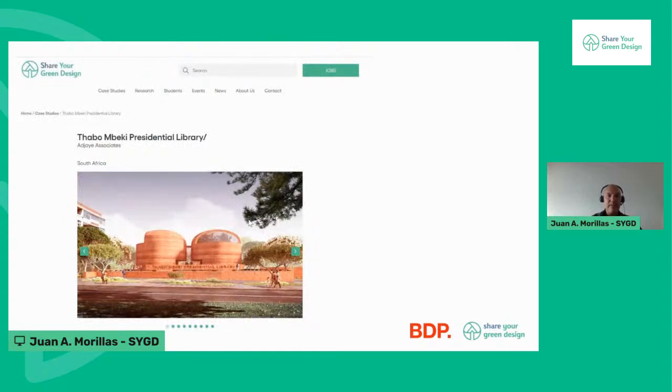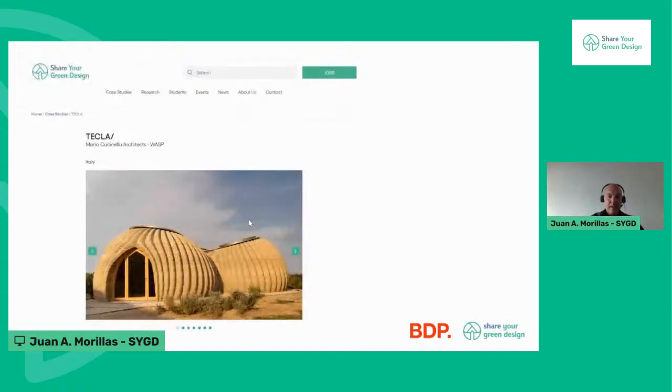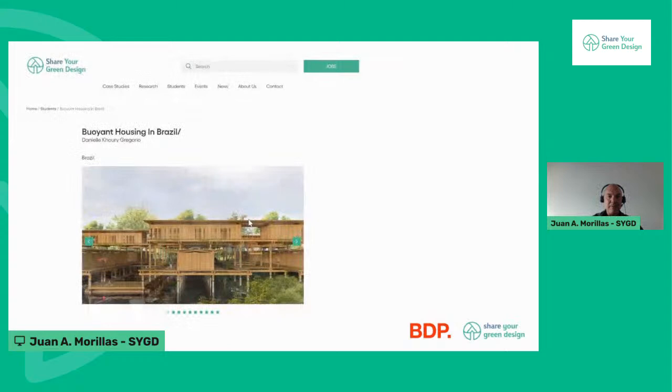This was one in South Africa. That's a very interesting one, using rammed earth. This is a 3D printed building. That's a prototype, but it's another one that looks very promising and a way to reduce carbon emissions as well.